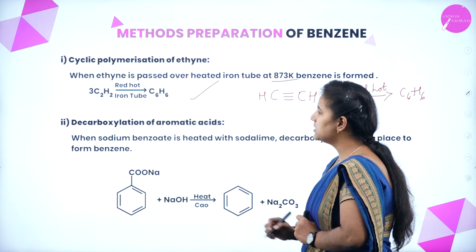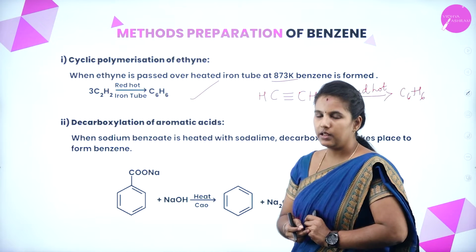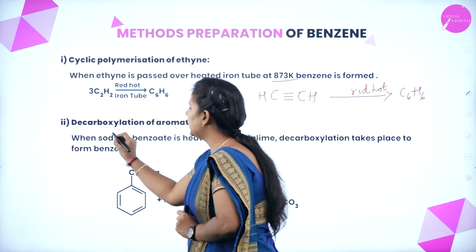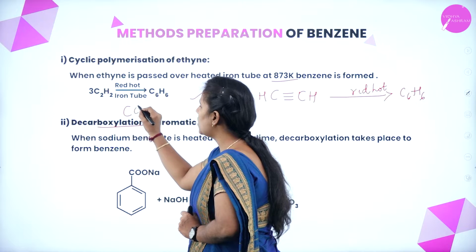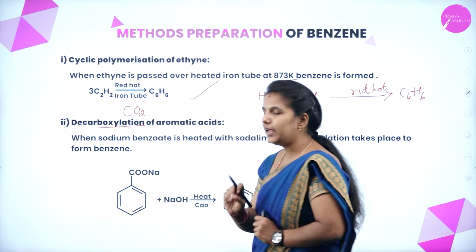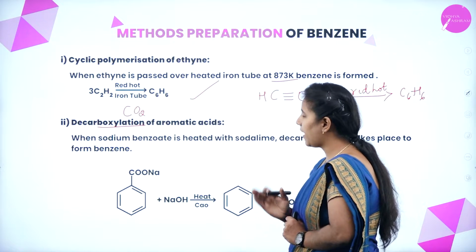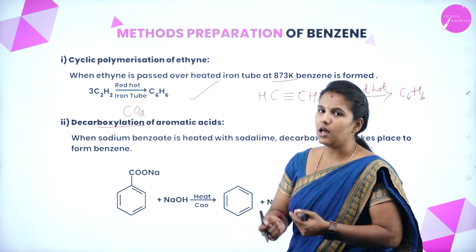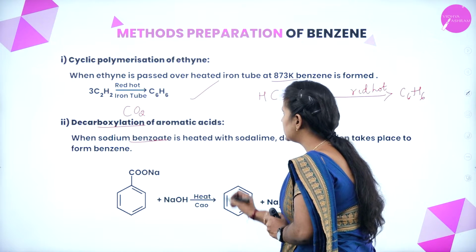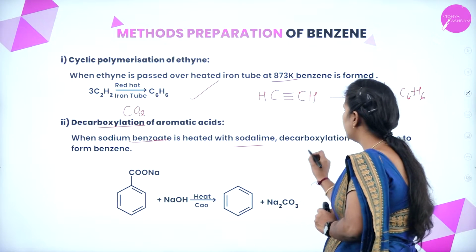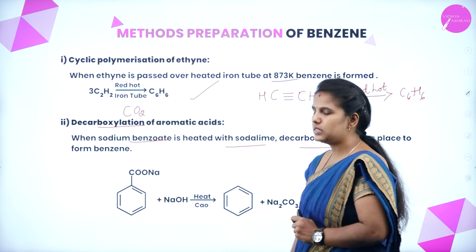And the next method is decarboxylation of aromatic acids. So, what is meant by decarboxylation? The process of removal of carbon dioxide is known as decarboxylation. So, if you do the decarboxylation of aromatic acids, you will get the benzene ring. Sodium benzoate is heated with soda lime and decarboxylation takes place to form a benzene ring.